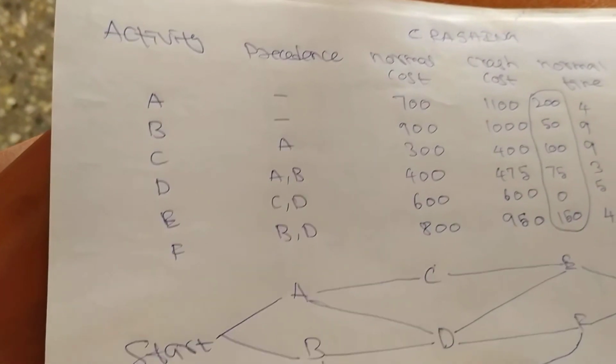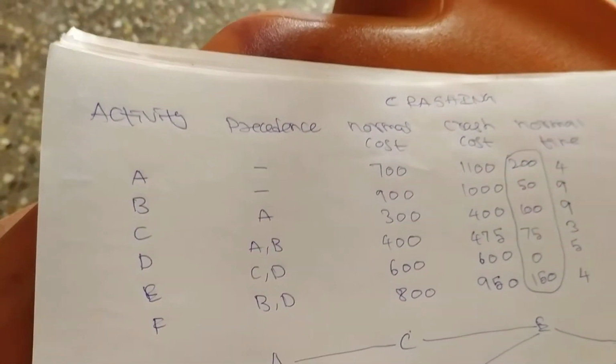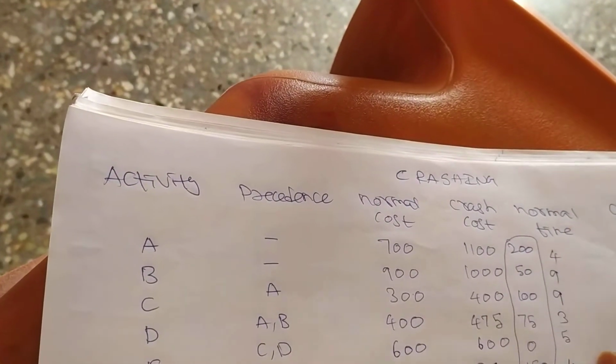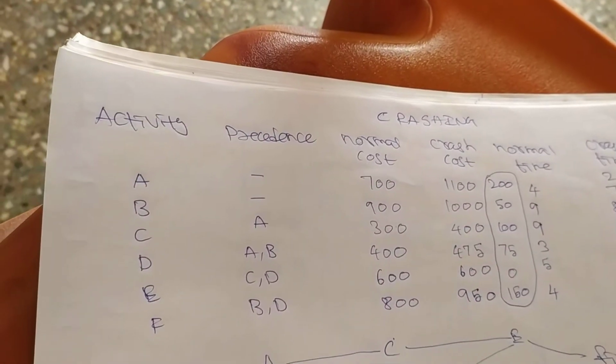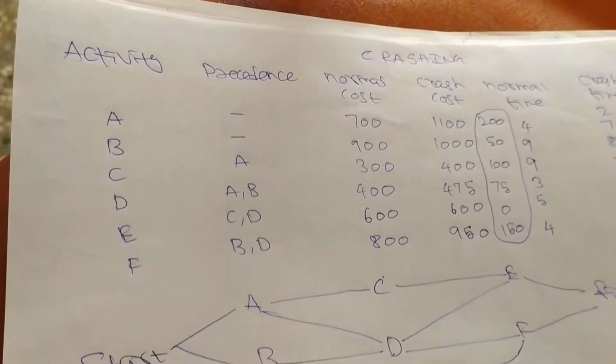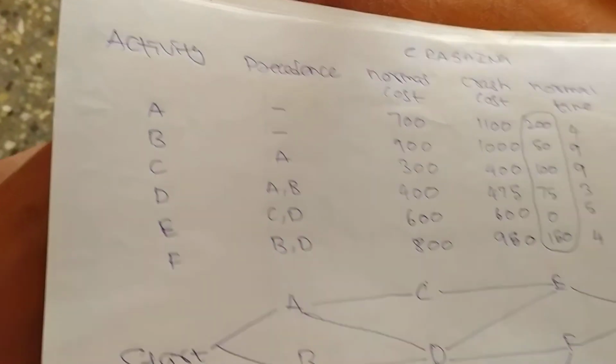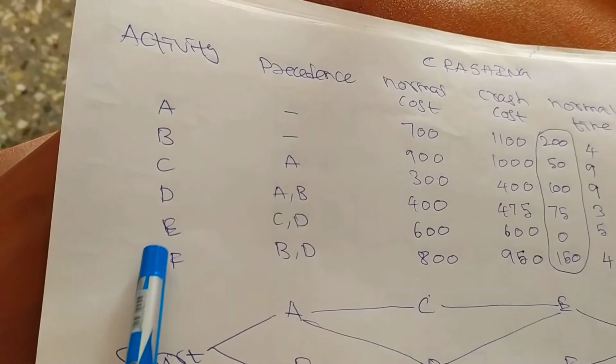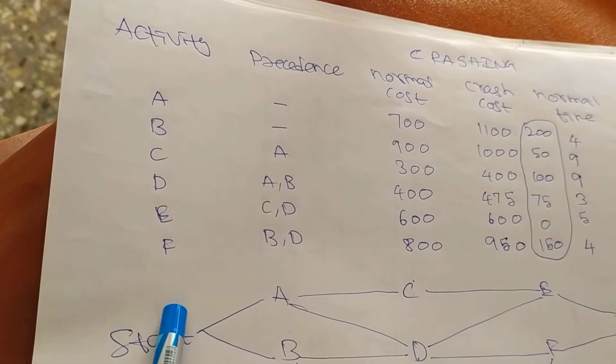Hello students, today we discuss the crashing sum. We already discussed the crashing technique, so how do we use it in the sum? This is the sum. They are giving the activities A to F.